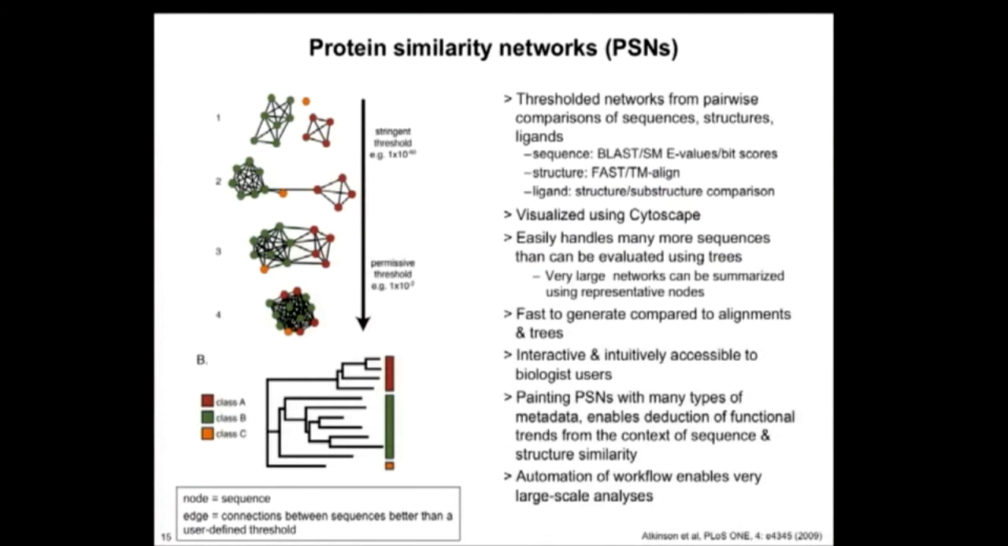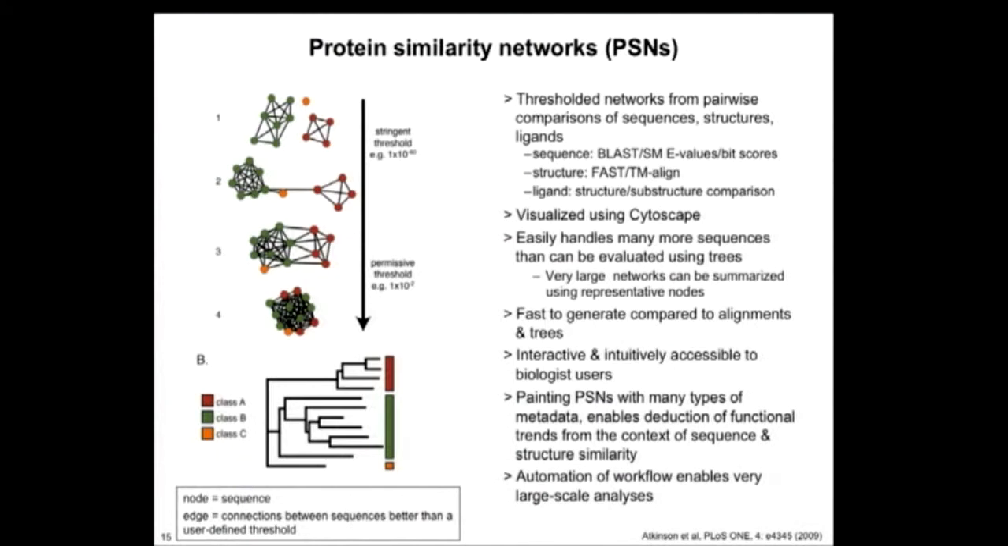So we started to use protein similarity networks where we did a couple of things. The nodes are sequences. The edges are connections between the sequences that have a similarity better than some user-defined thresholds. And I'll tell you in a minute why we use thresholds and why they're important to these kinds of studies. So if you have a tree where you have functional classes, and you could separate those classes, and everybody knows kind of how that works, we could do the same thing with the network. And so we could use a very permissive threshold. And here we're actually using e-values as scores. And there's a reason for doing that, that is associated with how we're presenting the information to our biologist users.